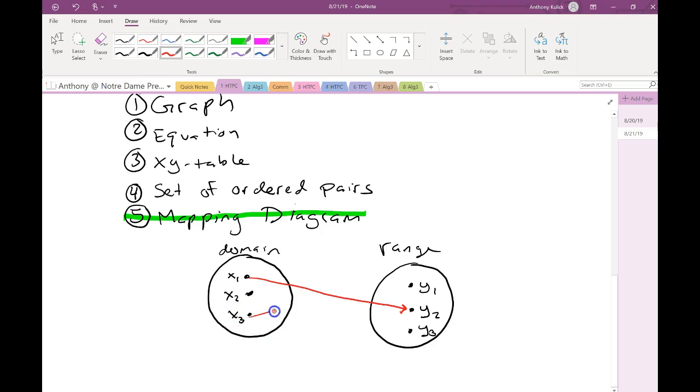And let's say that we've paired our values this way. Is this a function as we've drawn this? Yes. So it's a function because each of those individual x's is uniquely paired to a single y, right?